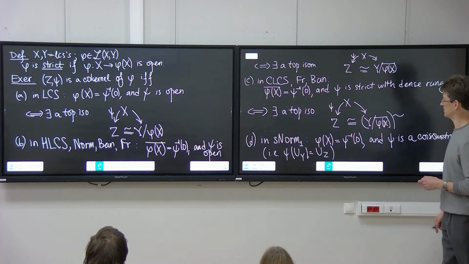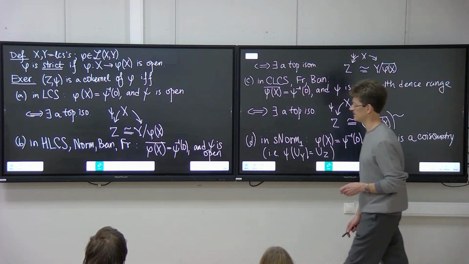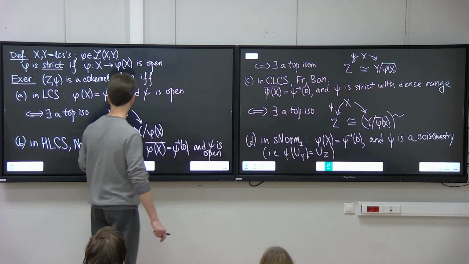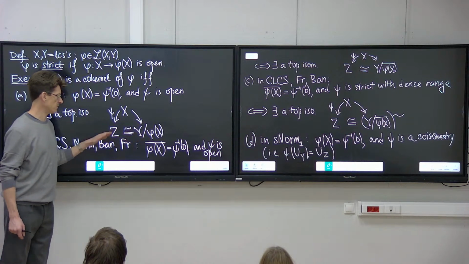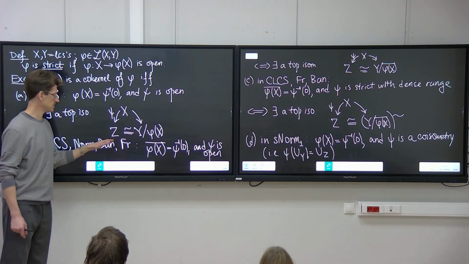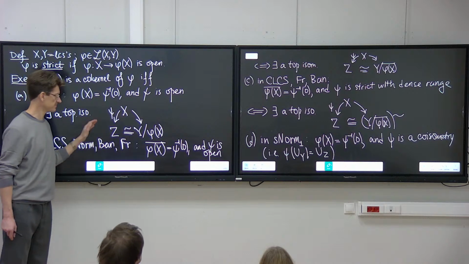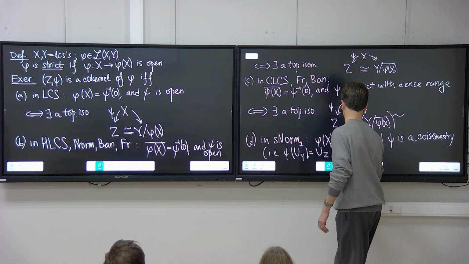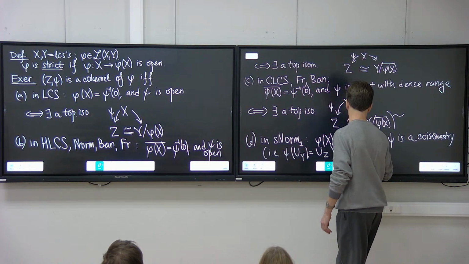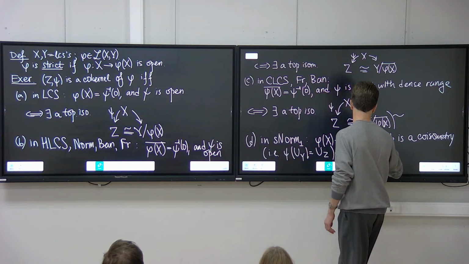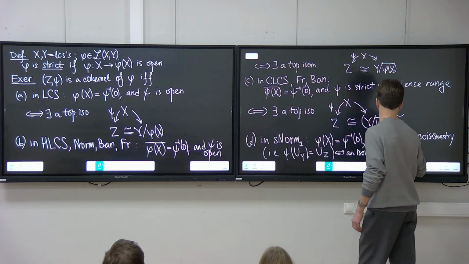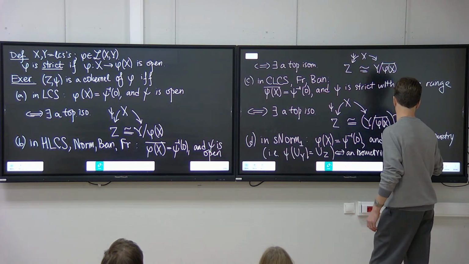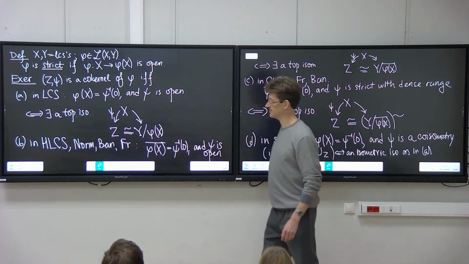And again, we can draw a similar diagram. Actually, we have an isometric isomorphism between these two spaces, such that the diagram commutes. There exists an isometric isomorphism as in a diagram of this form.